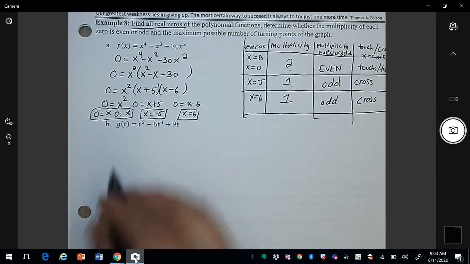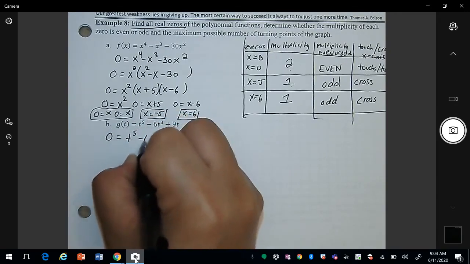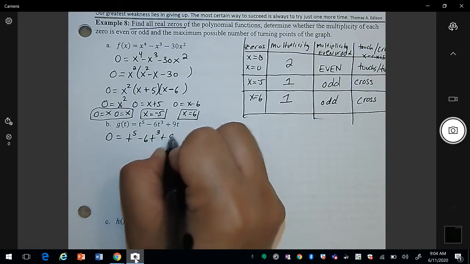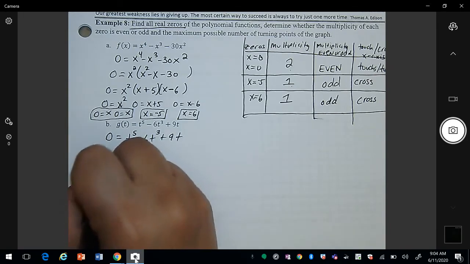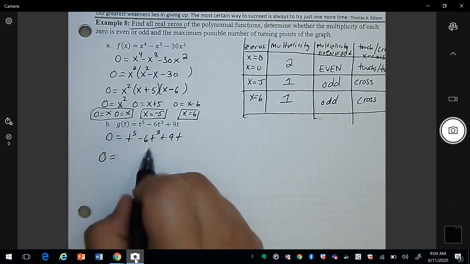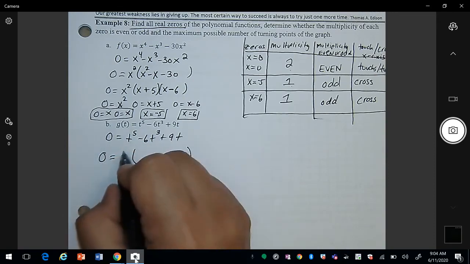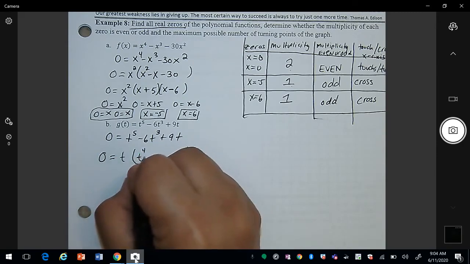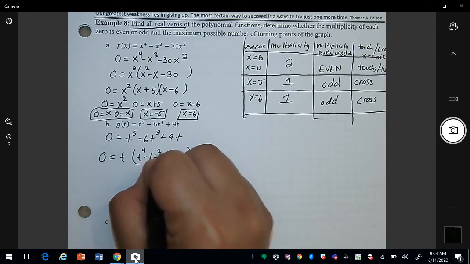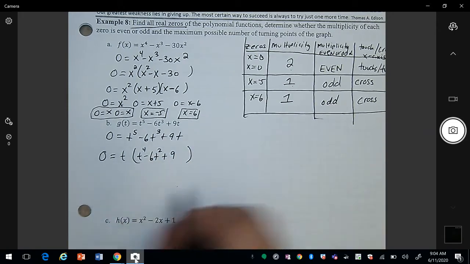Find first the zeros. So I let g of t equal to 0. So 0 is equal to, here we can factor out a t. If I factor out t to the 5th, I end up with t to the 4th minus 6t squared plus 9.